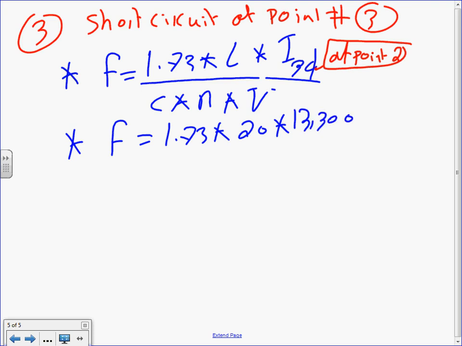13,300. Again, cache the K, multiply by 1,000. Divide by... okay, let's go find C. Find C, please. Let's go find C for 4-aught.